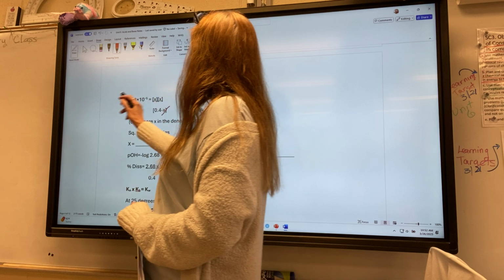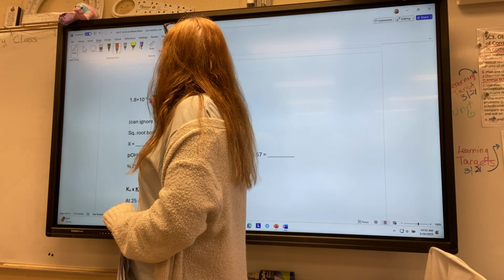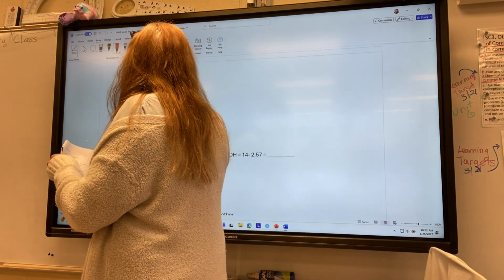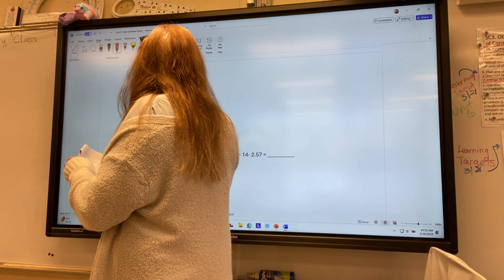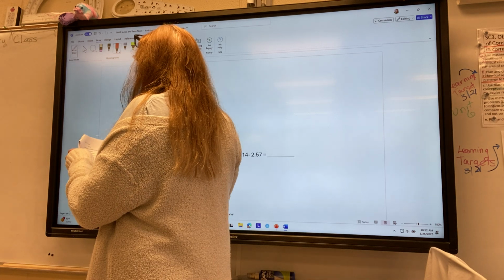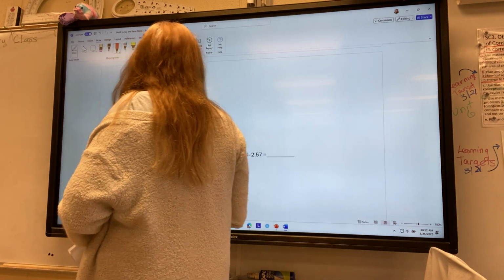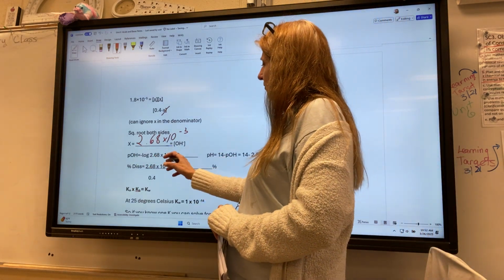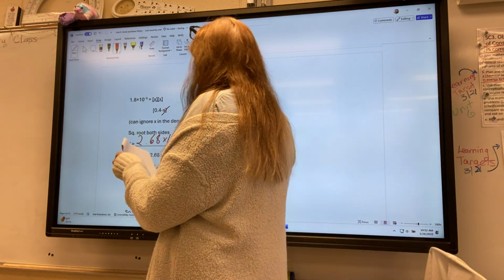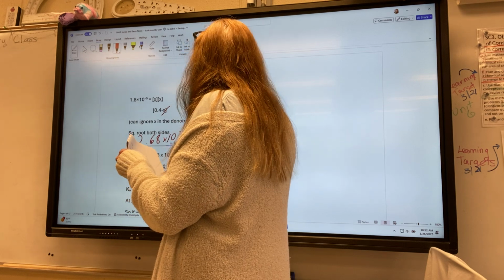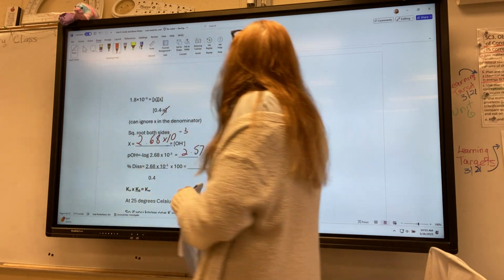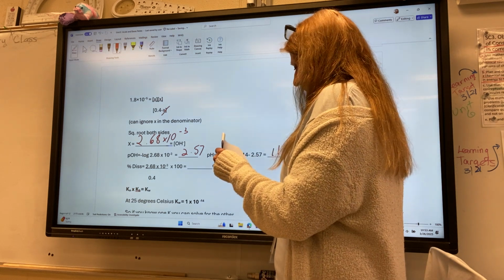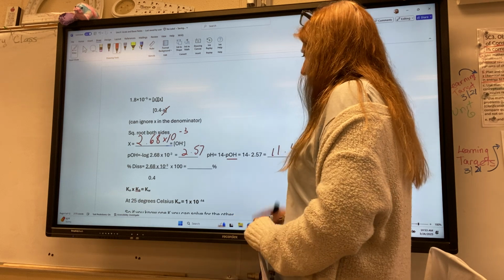So now we just multiply by 0.4, and multiply these together, square root both sides, and x equals 2.68 times 10 to the -3. That is the concentration of hydroxide. We take its negative log and we get the pOH as 2.57. We subtract it from 14 and we get the pH is 11.43. That's a very basic pH.